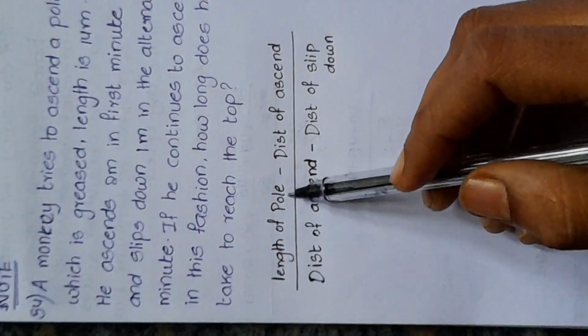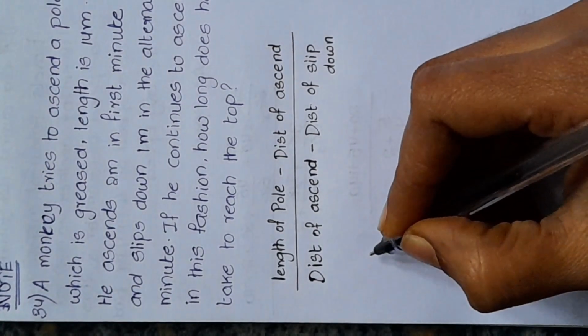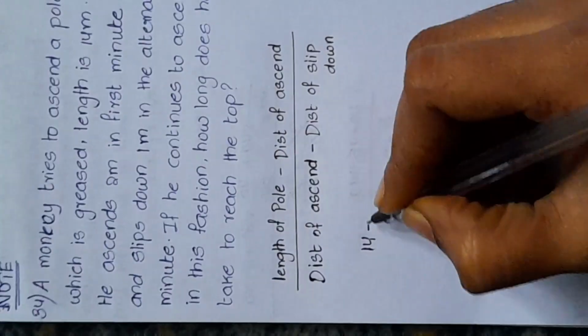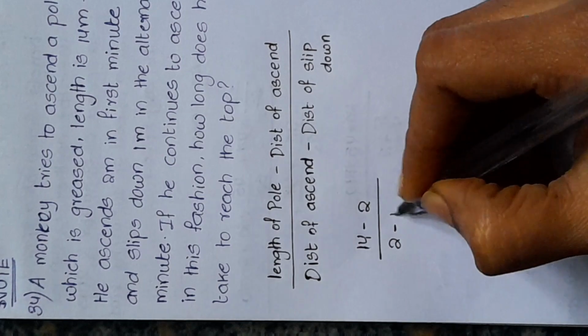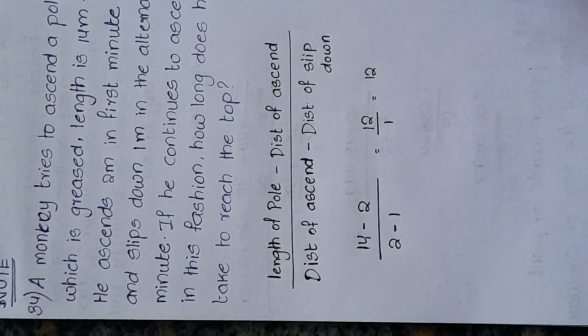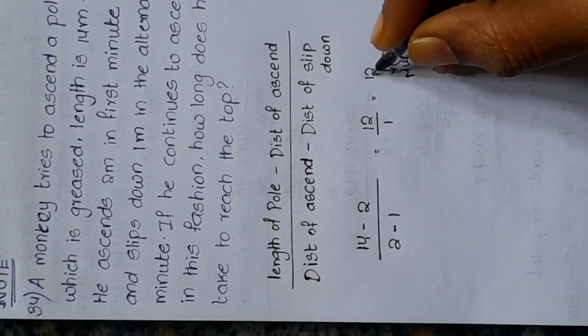Here we use the formula: (length of the pole minus distance of ascent) by (distance of ascent minus distance of slip down). Let us substitute the values. The length of the pole is 14 and distance of ascent is 2 meters, by distance of ascent 2 minus distance of slip down 1. We get this as 12 by 1, that is 12. We call this the multiple. 12 is a whole number.